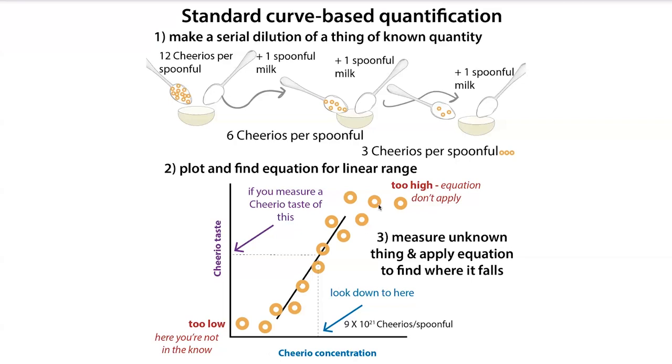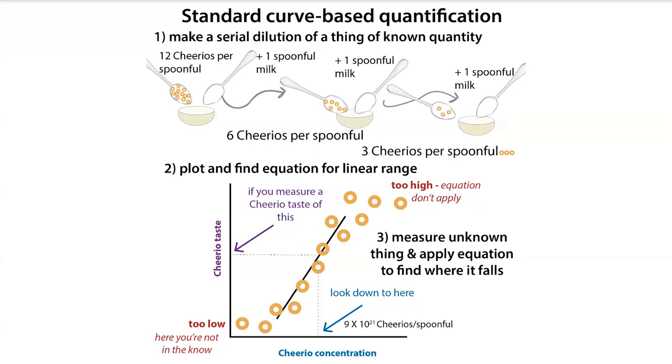Whereas maybe there are just so many Cheerios that your taste buds are overwhelmed and you can't tell the isomers apart. So when you get too high, you're going to be saturated. Your signal isn't going to apply. So you need to be in this linear range. And remember that you might need to dilute your initial sample down in order to get there.